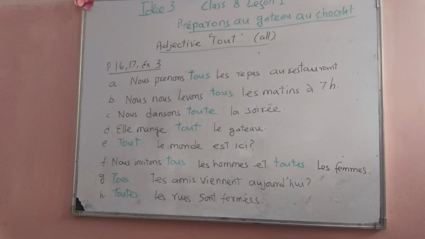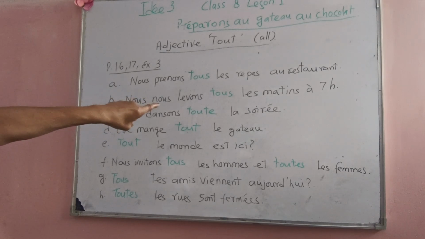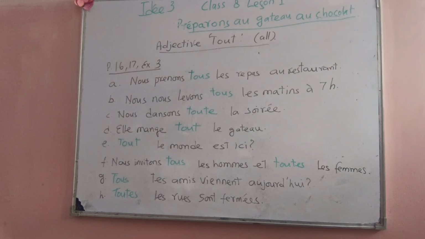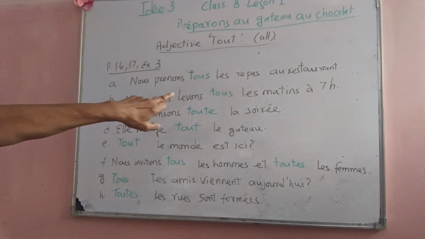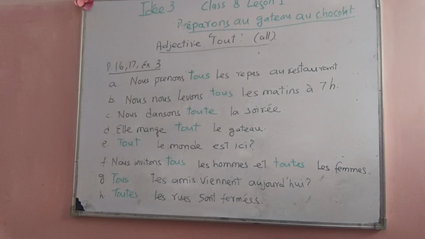The exercises of adjective tout. On page number 16 and 17 of the Idée 3, exercise 3. A. Nous prenons tous les repas au restaurant. We take all the meals in the restaurant. B. Nous levons tous les matins à 7 heures. We get up every morning at 7 o'clock. Tous les matins, every morning.